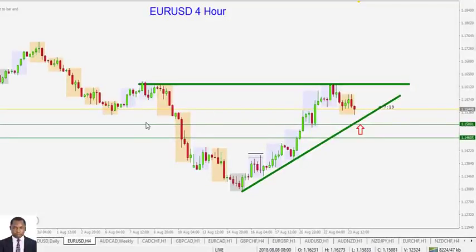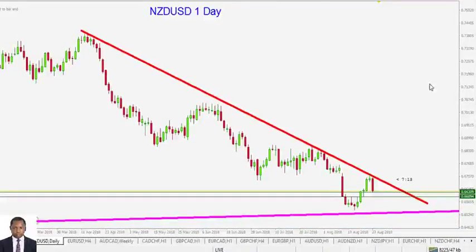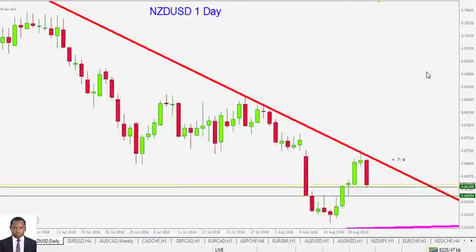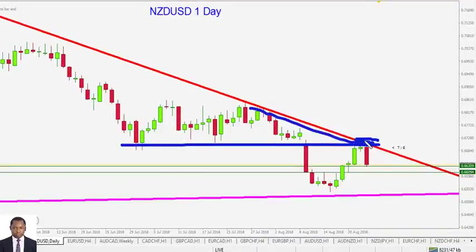Now the next one is the New Zealand dollar against the American dollar. Well, nice reaction off that trend line, a confluence point of resistance, those previous levels of support here coming together with that trend line. We saw that reaction for today.